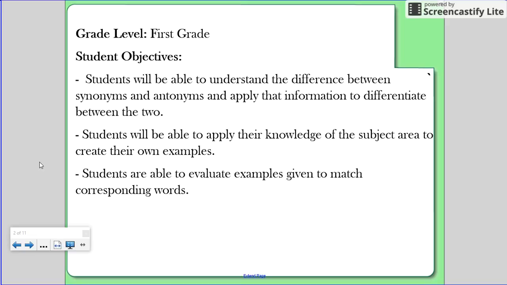I'd also like you to be able to create your own examples. Later on in the presentation, I will have you create 1 to 2 antonyms that you'll bring to class tomorrow. They're just for sharing, to see what you came up with. You'll also be asked to match corresponding words throughout the presentation. When we're talking about synonyms, I will ask you to match these synonyms that I provided, and we'll see how well you did.